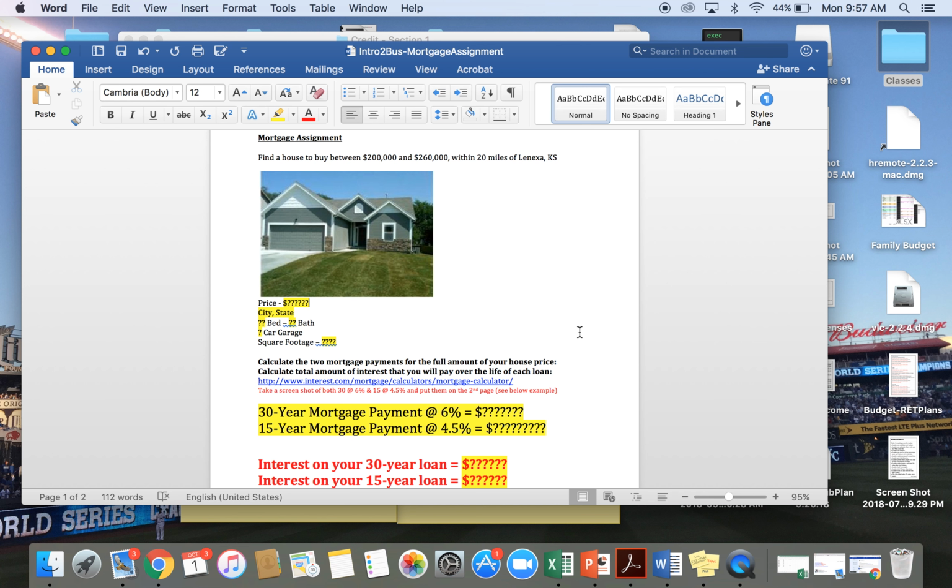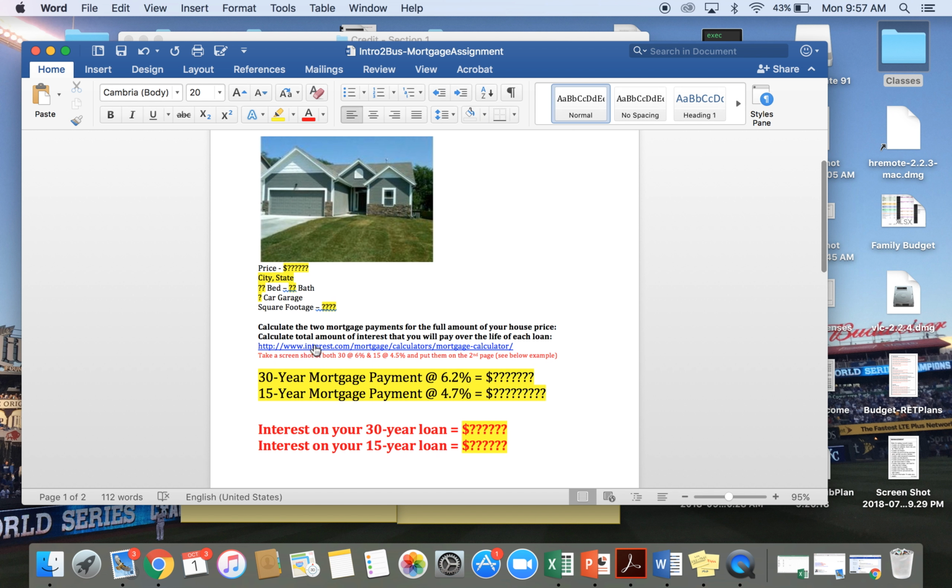Okay. So the main thing about the assignment is you have to get the house and you have to get the price. Then we can click on this link, and we are going to determine if we are going to do a 30-year mortgage or a 15-year mortgage. Our mortgage rates have actually changed, so I would like you to change these. This is going to be 4.7, and this is going to be approximately 6.2. All right, so make sure you change those up.